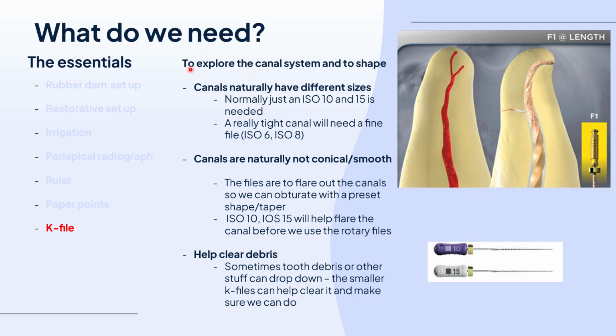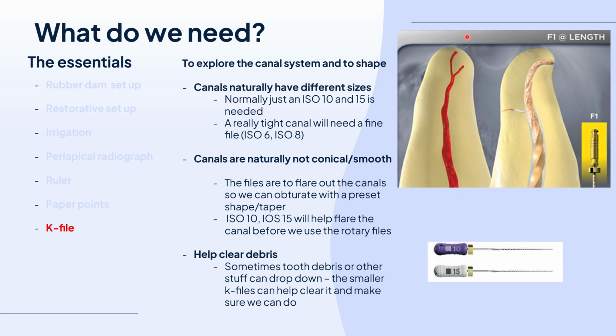Okay, so K-files, why do we need them? We use them to explore the canal system and to shape the tooth. Okay, so you can see here, this is the tooth that has not been shaped. You can see here it's really wide there, bit of a small narrowing there, wide again, narrowing, and you can see very narrow there. Okay, so what we do is we introduce a size 10. So this should fit all the way down to the tip in most cases.